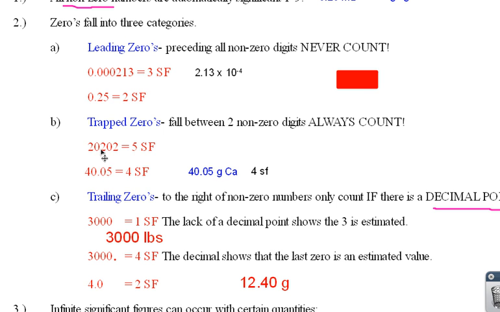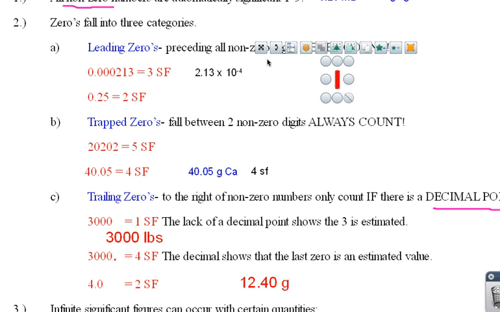Trapped zeros are always counted, because without those trapped zeros, the number doesn't make any sense. It's not even the same number. Let's say we cover up this 0. That's a drastically different number without those zeros in between.